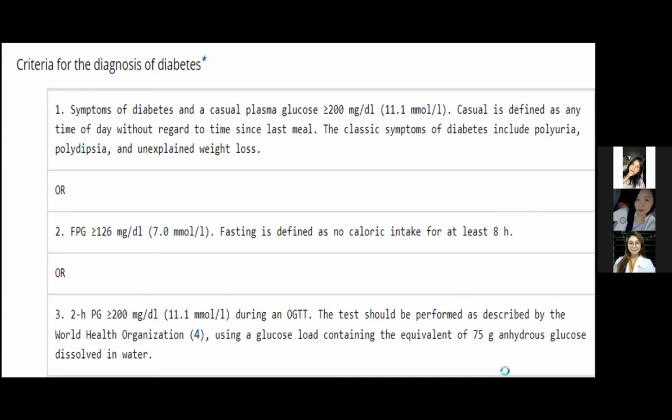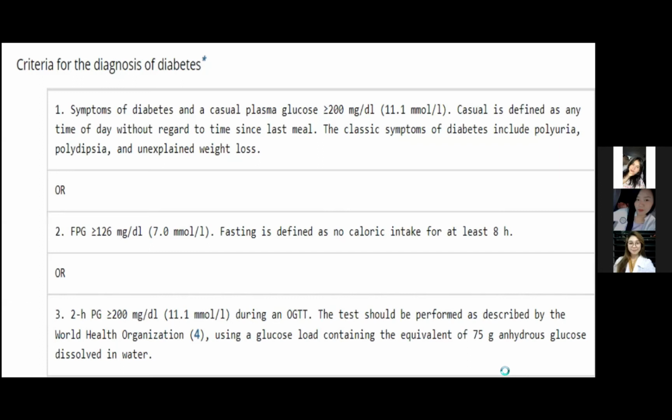Another one we have is the FPG that is greater than or equal to 126 milligram per dL, with the equivalent of 7 millimole per liter. And fasting is defined as no caloric intake for at least 8 hours.